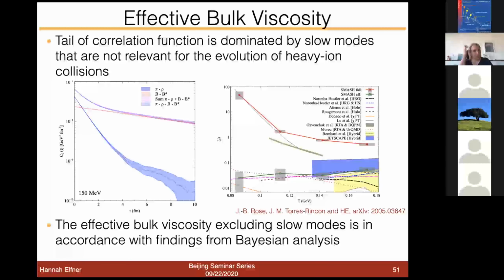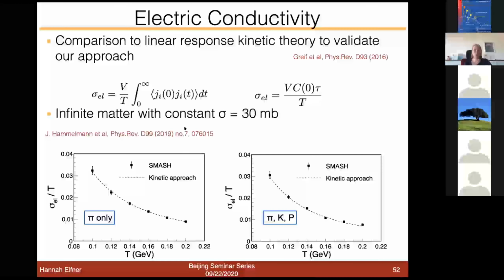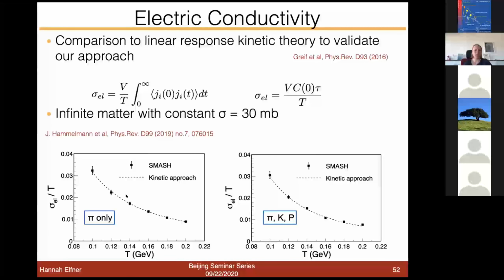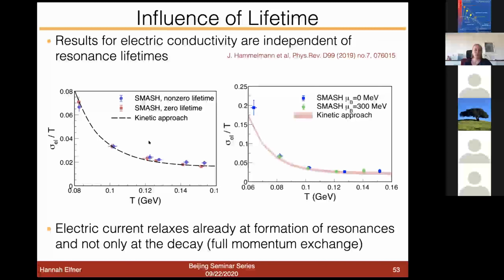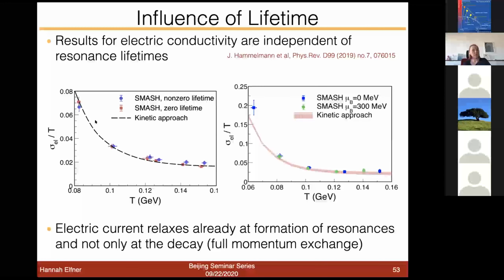So finally, let me come to the conductivities. The first conductivity we looked at was the electric conductivity, so just the response to an electric field in our system. Again, here pion only, a very simple system, can match the expectation. Now let's move on to also study the effect of the lifetime here. And for the electric conductivity, funny enough, we didn't see any effect of the lifetime. So here, non-zero versus zero lifetime almost had no effect at all.